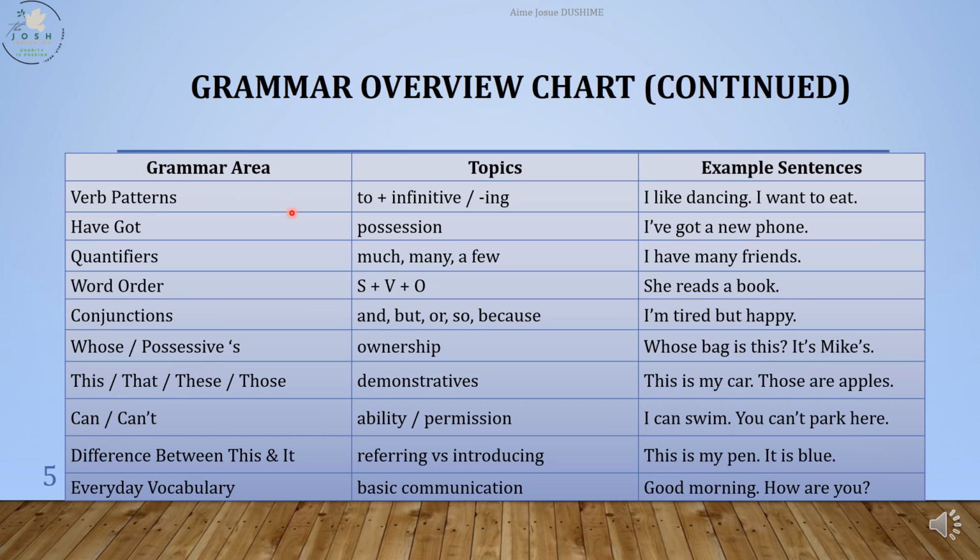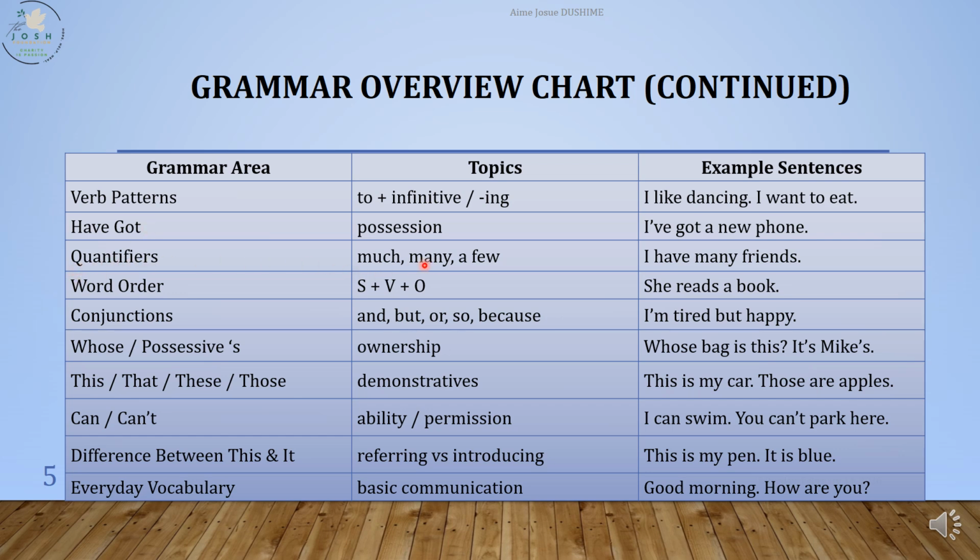Have got talks about possession, things you own. I have got a new phone. Remember we said have got is used in British, and in America we use have or has. We use has got for he, she, it. We use have got for I, you, we, they.